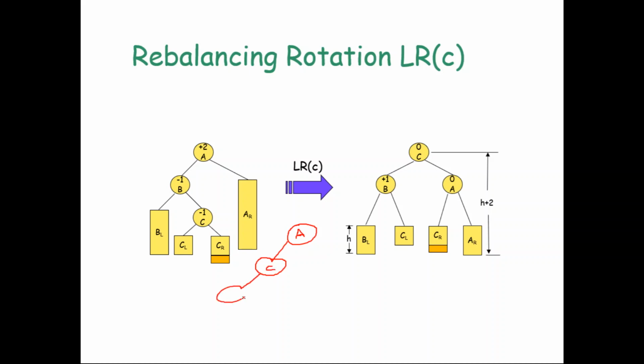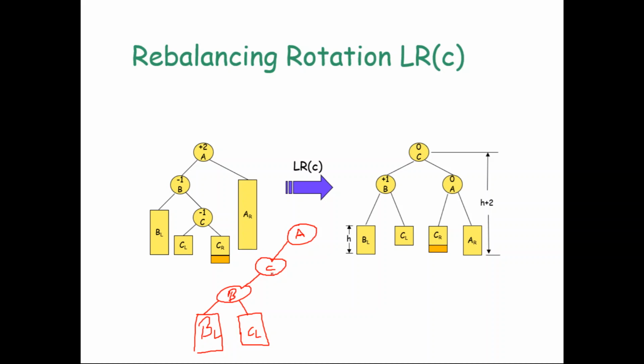B will go down, and B's left subtree will be BL. But when C goes up, where will CL go? CL is less than C but is greater than B. So CL will become the right subtree of B.